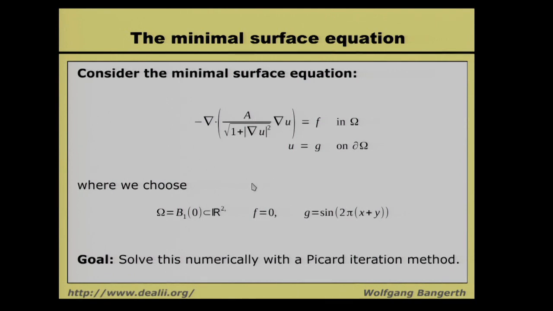Now, the concrete problem that I want to solve in this lecture, because it matches the one of step 15 and that we discussed in the previous lecture, is where the domain is the unit disk. The right-hand side is 0, and the boundary values are sine of 2 pi x plus y. What we would like to do is solve this with Picard's iteration.